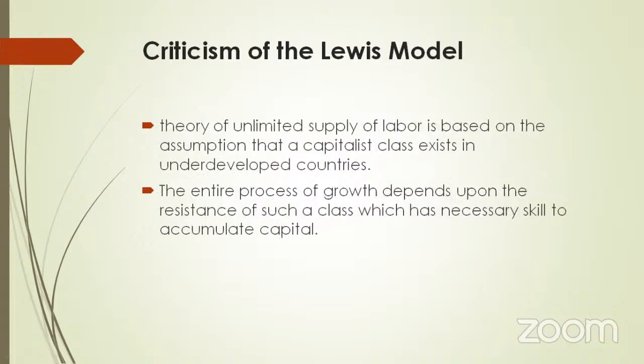The theory of unlimited supply of labor is based on the assumption that the capitalist class exists within the underdeveloped country, and also that the capital which is accrued needs to be plowed back into the industry. But we have seen, for example in the Indian capitalist class, that a lot of the money or the capital which gets accrued is not plowed back, but is taken into speculation.